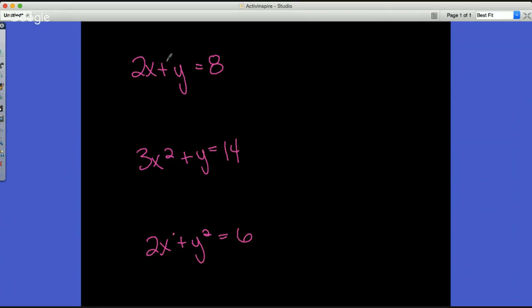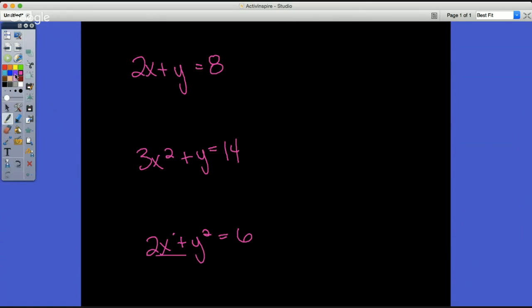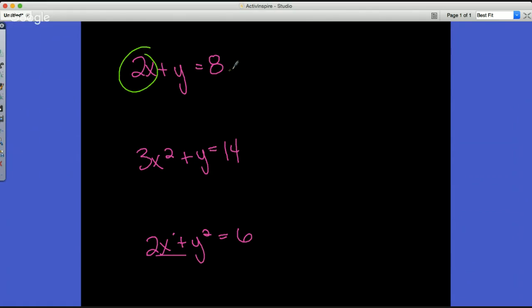Now, in this example, the important thing to note is what is this graph, what is this graph, and what is this graph? Now, if you remember parent functions, which we discussed at the beginning of the unit, we discussed that if we have something that has X in it, we can actually put this in regular form by saying Y equals negative 2X plus 8. All right, that's kind of the better way. And same thing, Y equals now negative 3X squared plus 14.